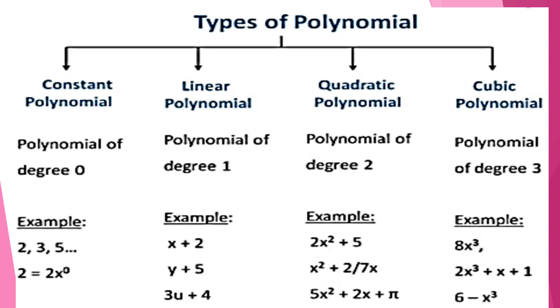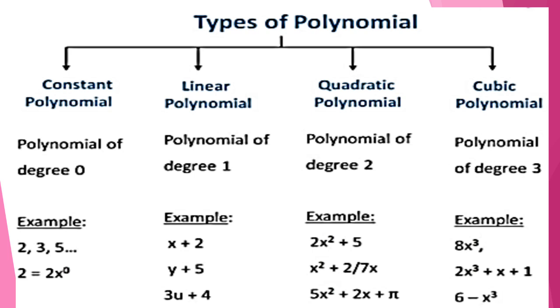If the degree of the polynomial is 1, then it is called a linear polynomial. For example, x plus 2, y plus 1, 3u plus 4. Here the degree is 1. If the degree of the polynomial is 2, then it is called a quadratic polynomial. For example, 2x square plus 5, x square plus 2 by 7x, 5x square plus 2x plus pi. Here the degree is 2.